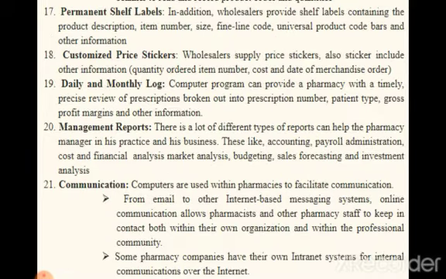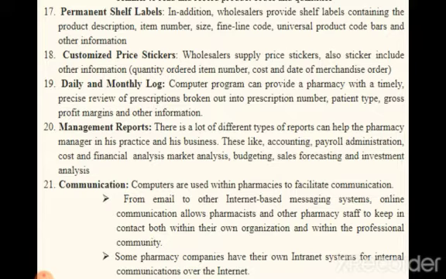17th one is permanent shelf labels. In addition, the wholesaler provides shelf labels containing the product description, item number, size, fine line code, universal product code bars, and other information. Customized price stickers.